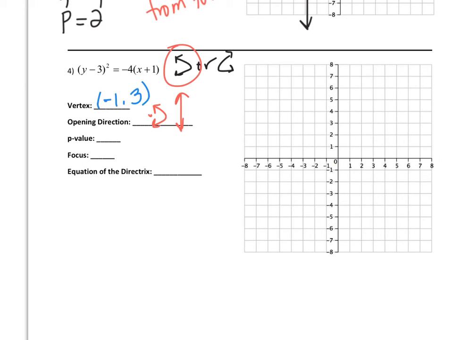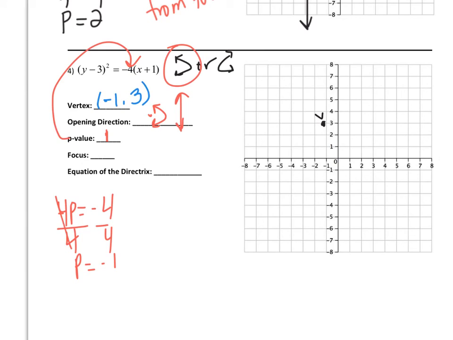So let's go ahead and graph it. We've got a vertex at -1, 3. And we need to find the p-value. So remember, we analyze the number in front of the parentheses. So we get 4p is equal to -4. Divided by 4, p equals -1. Remember that p is not really negative. This just tells me that the direction of the parabola is opening this way.